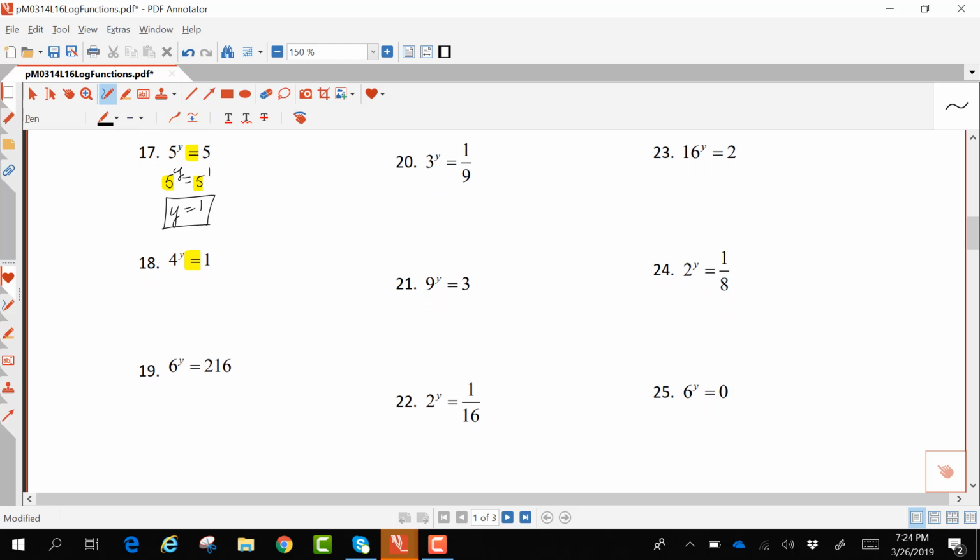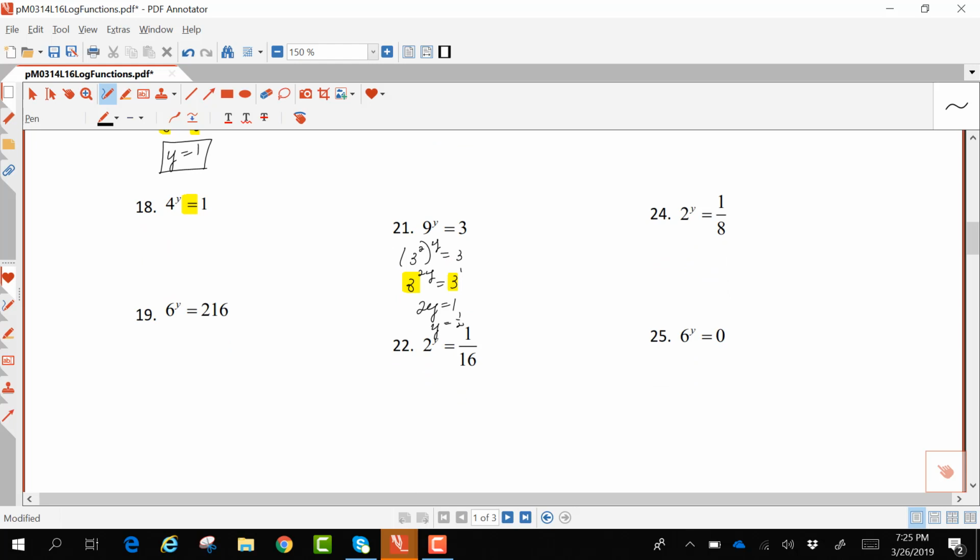Moving to number 21, we have a 9 and a 3. We would like to have a base of 3. So I need to get this 9 rewritten as a 3 squared. Now the left side of the equation is 3 to the power of 2y, and the right side is 3 to the power of 1. My bases are now the same. So I can use the property to set the exponents equal, giving me a solution of y equaling 1/2.